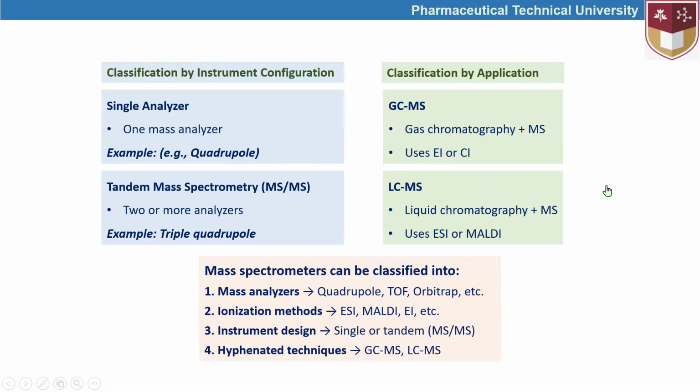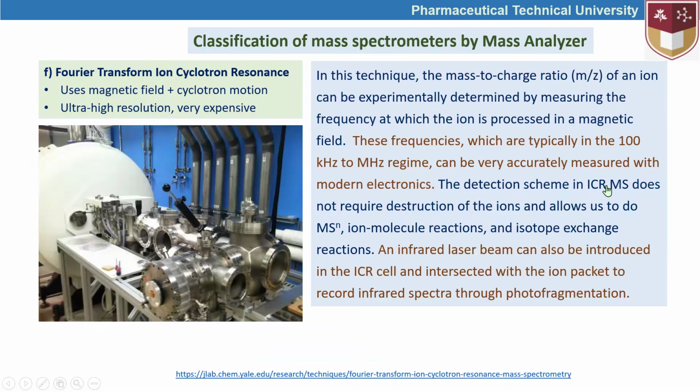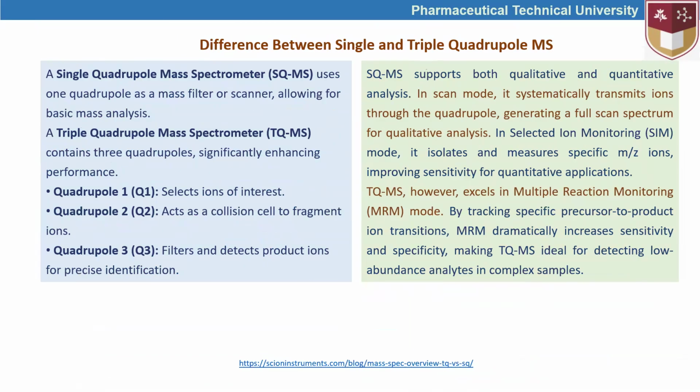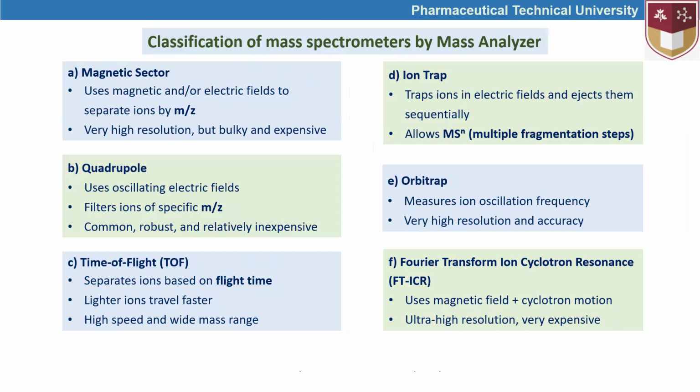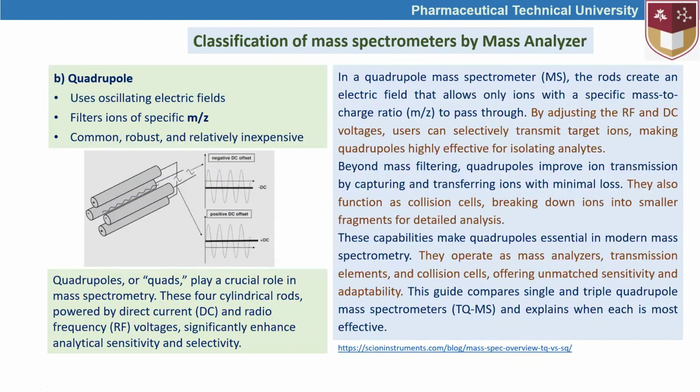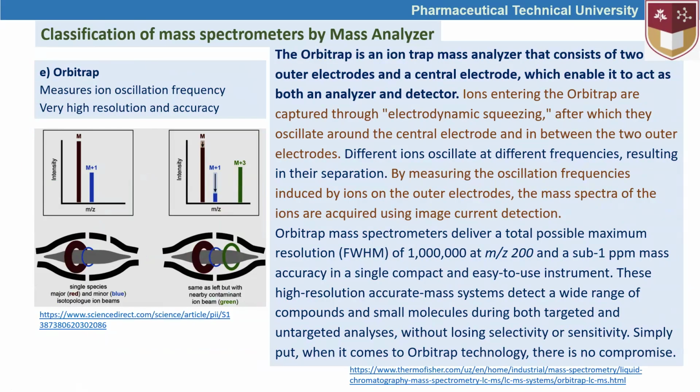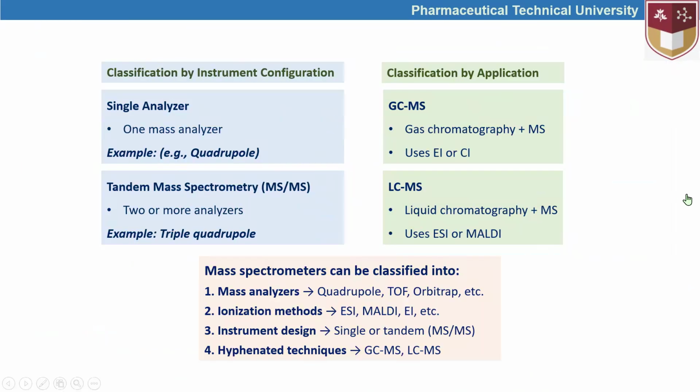Okay, now we talked to you about six different types of mass analyzers as indicated here: magnetic sector, quadrupole, time of flight, ion trap, Orbitrap, and Fourier transform ion cyclotron resonance. And now we are going to summarize this data.